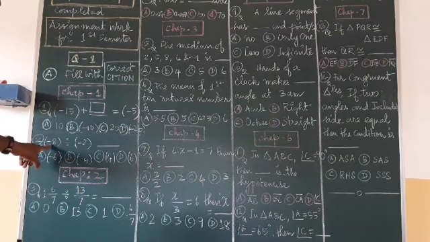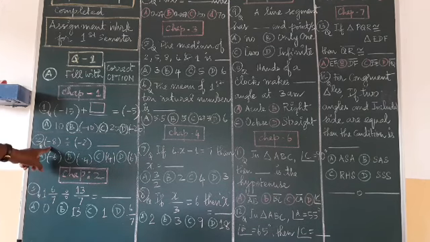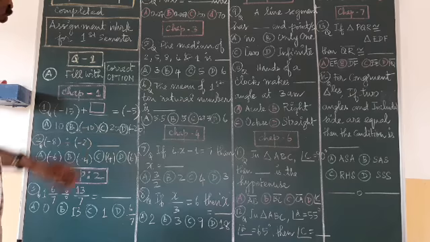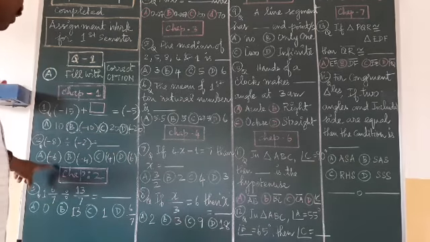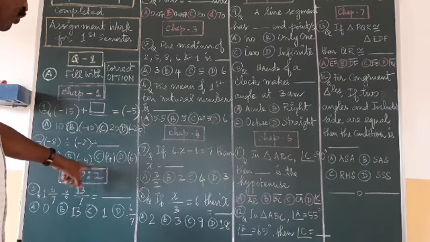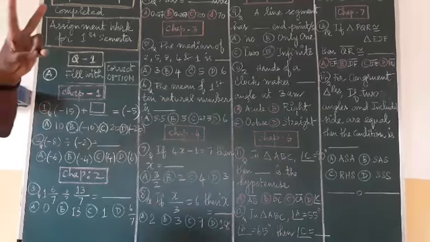Second question: minus 8 divided by minus 2. Minus 8 integer divided by minus 2. What is the answer? Option A minus 6, B minus 4, C plus 4, D 6. That is the first chapter, 2 questions.